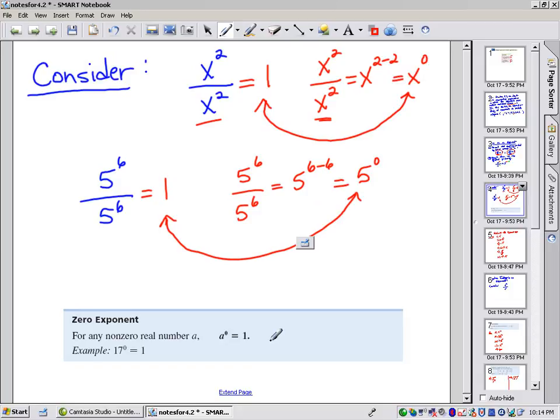So this is our definition. For any non-zero real number, this does not work for 0 to the 0, because 0 to anything we would say would be 0. So it's a contradiction, so that's not something that we can talk about. But any non-zero real number base a, raised to the 0 power is going to be 1. For example, 17 to the 0 power is 1. My high school math teacher used to do crazy numbers like 256 to the 0 power is 1, 1,233 to the 0 power is 1. Anything to the 0 power is 1.